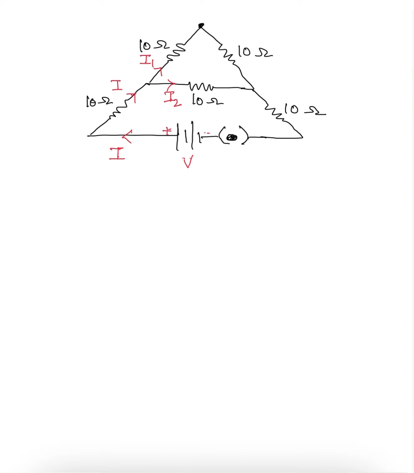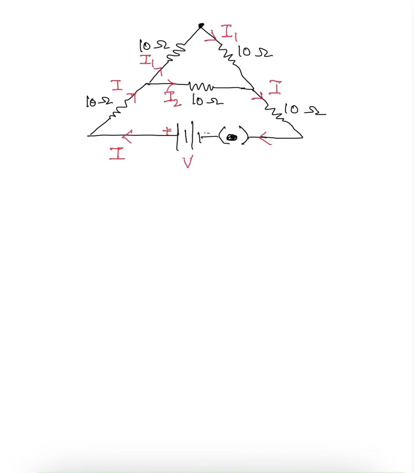Now when this I1 reaches here, it sees only one path. So we have I1 in this. Now I2 and I1 both meet over here and again form I and come back to the battery. In this way we can find out whether the resistors are in series or in parallel.